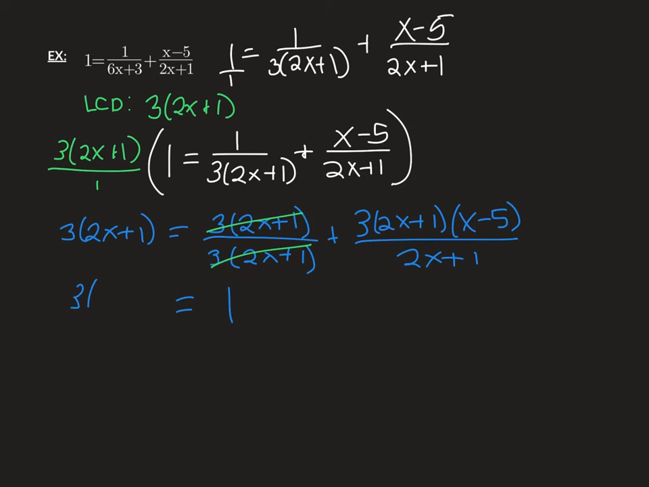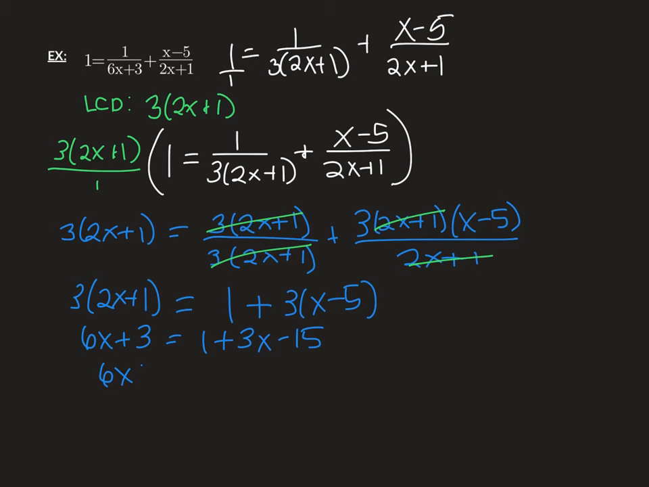So I have 3 times 2x plus 1 equals 1 plus, and then over here my 2x plus 1's cancel out, so I'm left with 3 times x minus 5. So much easier of an equation for me to solve. So now I'm just going to go through and do the algebra. So 6x plus 3 equals 1 plus 3x minus 15.